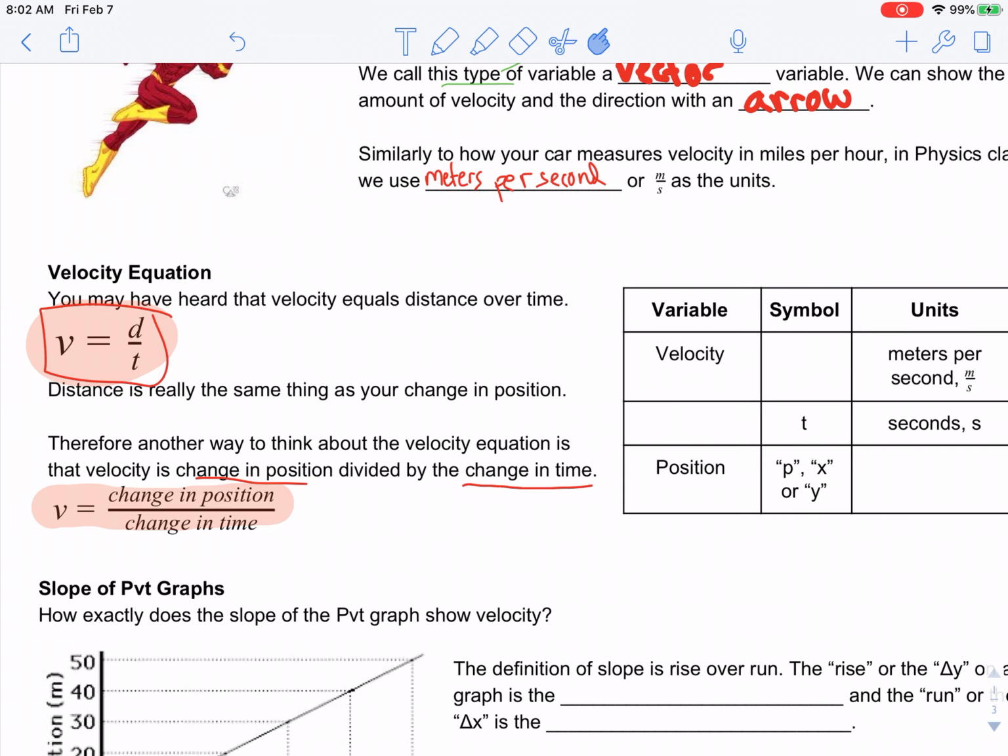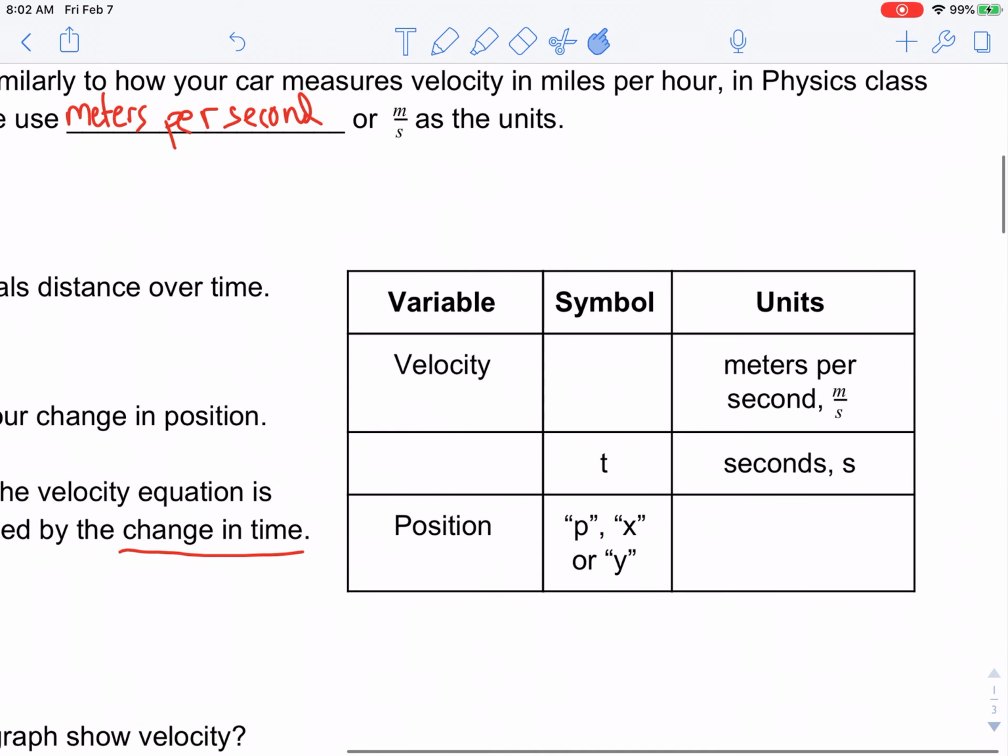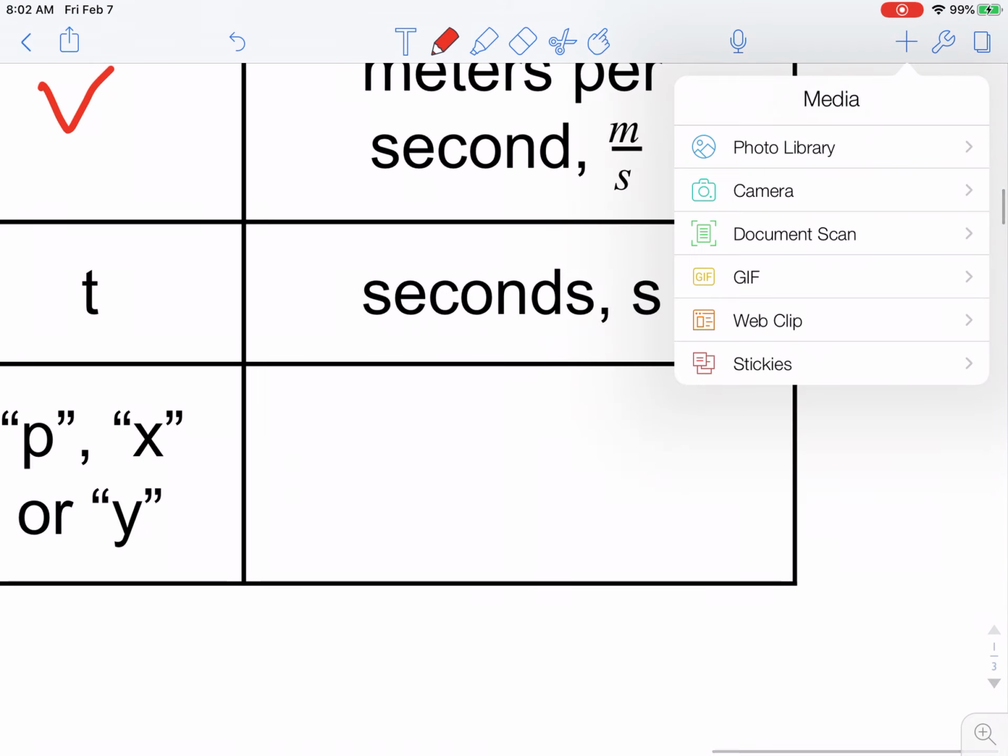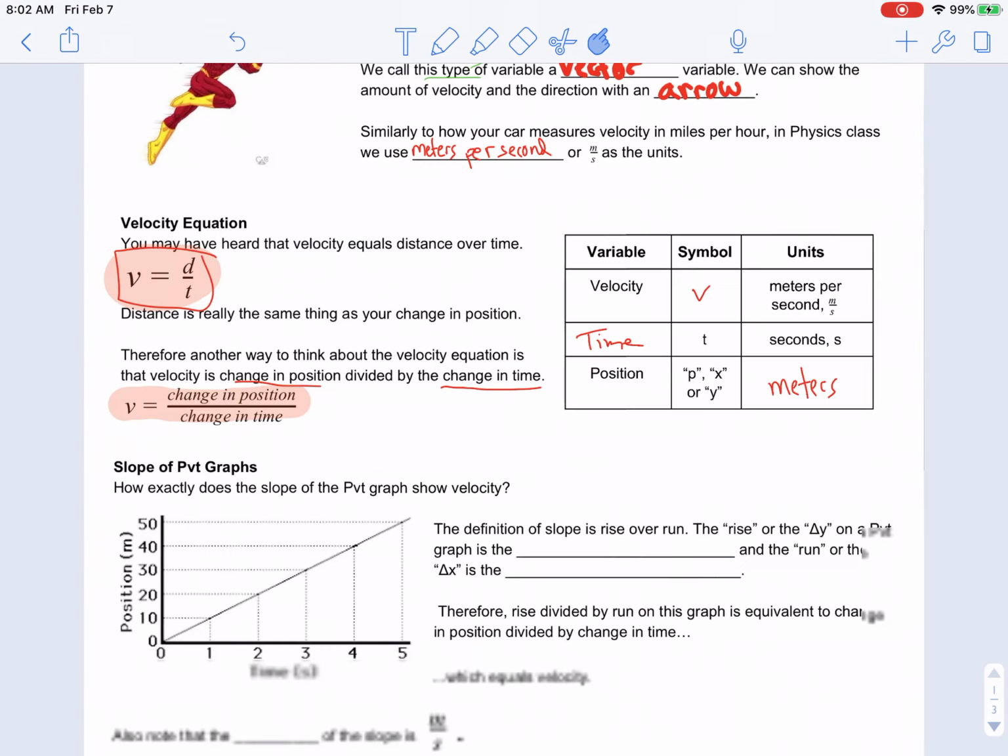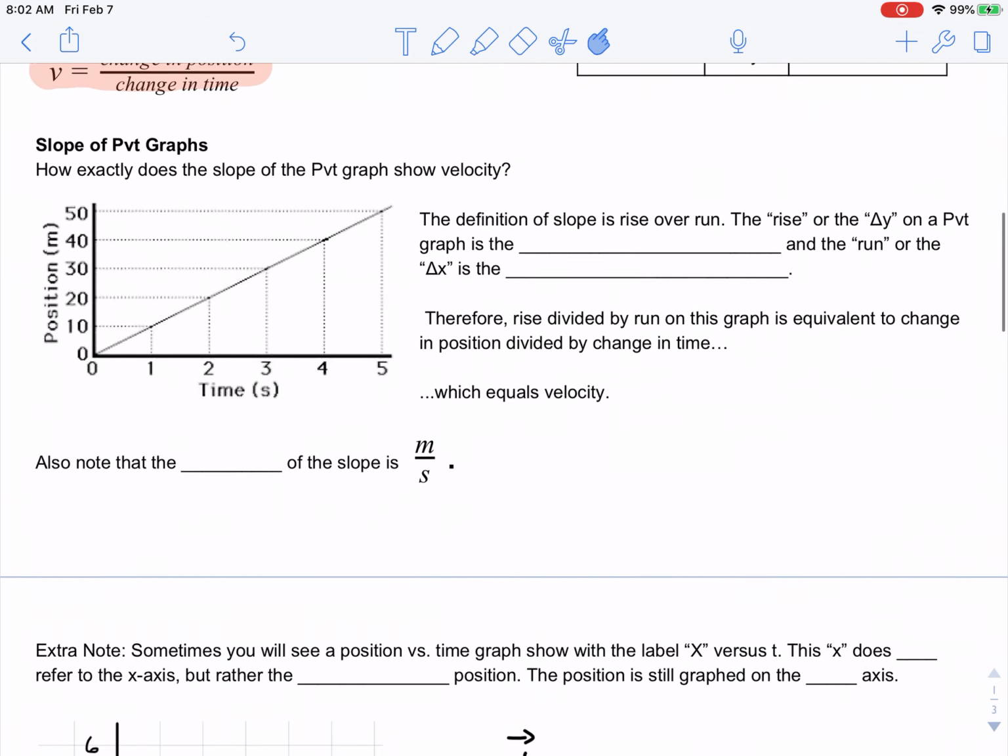Easy peasy lemon squeezy. Let's fill out this table here. So velocity, the symbol is v. The units are meters per second. The time is another variable that we use in this class. The symbol for time is a lowercase t, and the units are seconds. And for position, the units are meters. Easy enough. Just make sure you remember all this stuff.